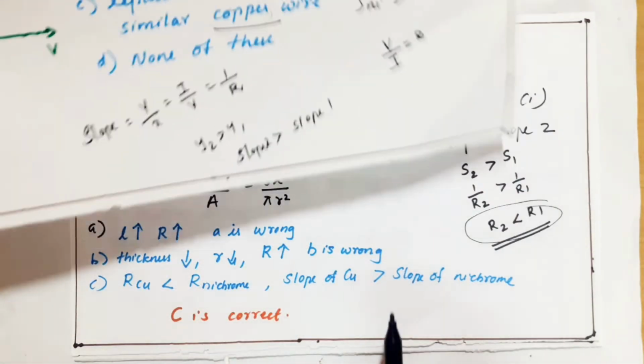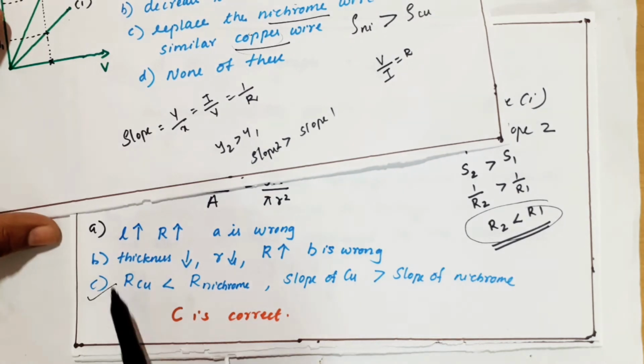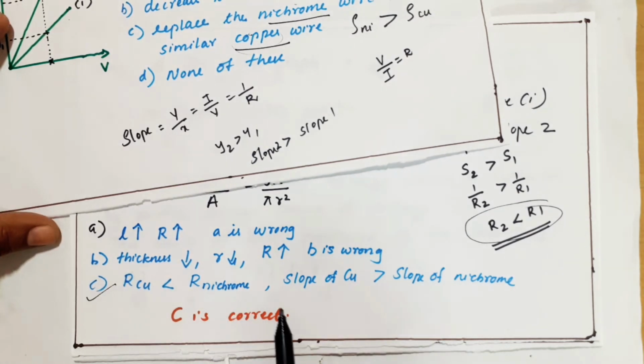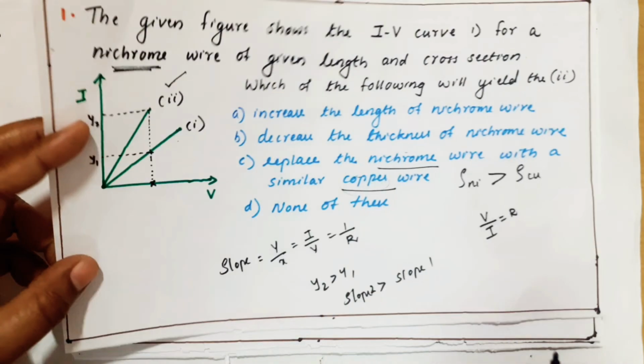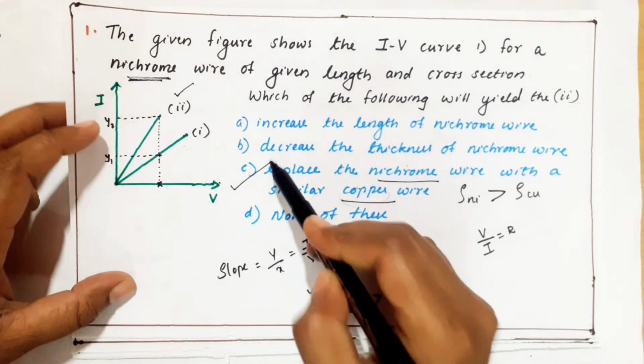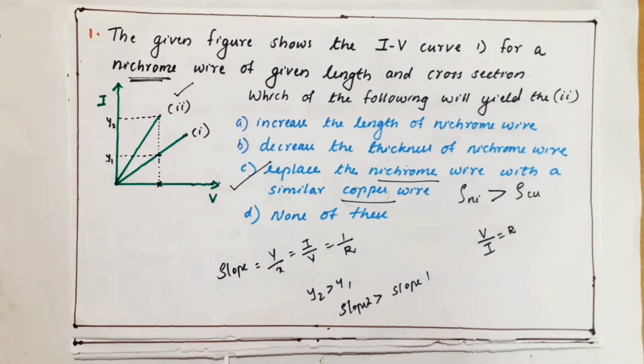Clear? So here which option is correct? Third option: resistance of copper is lesser than resistance of nichrome, so slope of copper is greater than slope of nichrome. So which option is correct? Third option. See, I need to repeat it again.